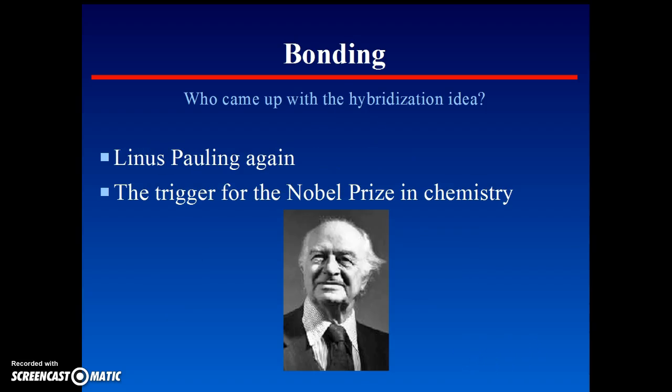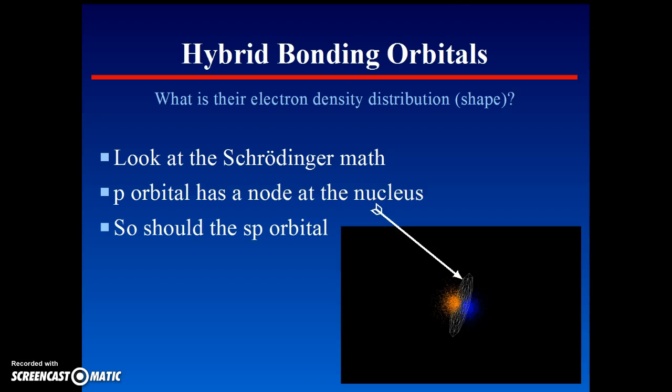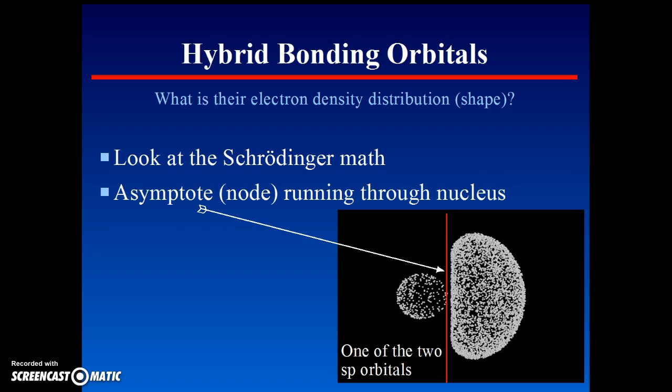Hybridization was, of course, the idea of Dr. Pauling. Now, what is the electron density or distribution of these hybrid bonding orbitals? Well, we can get this from the Schrödinger math. And we put that in the graphing equation, and we remember that the p orbital has a node running right through the nucleus. So the sp orbital should also have a node. The p orbital has a linear orientation. Symmetry is around an axis, x, y, or z. So the sp orbital should have a linear orientation.